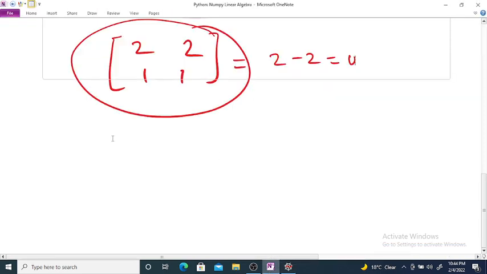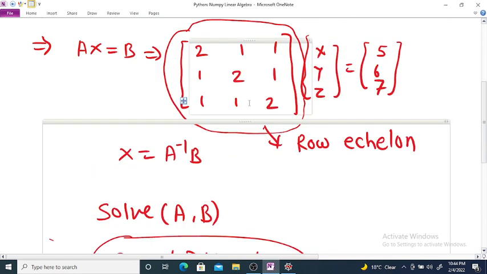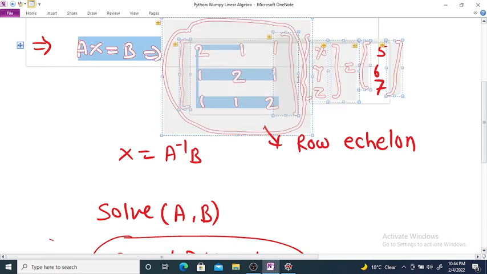Now to evaluate a determinant, suppose you want to evaluate the determinant of this matrix, say this is the A matrix.